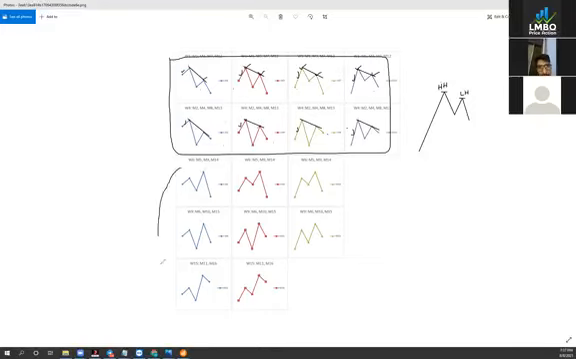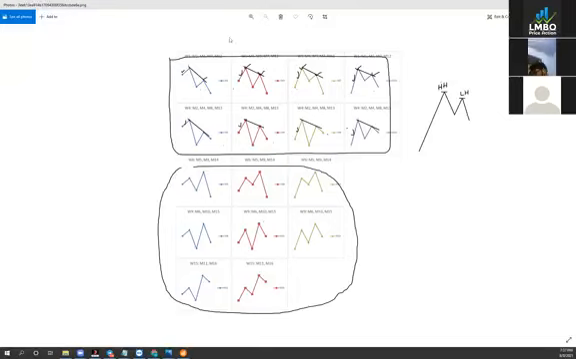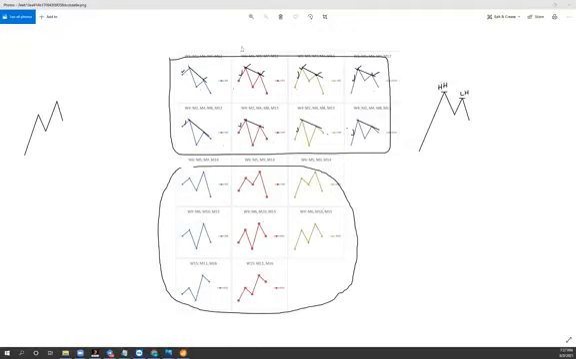And the remaining patterns, these 8 patterns, are showing that price moved down and then moved up again, and it is showing higher high, then again higher high, right?